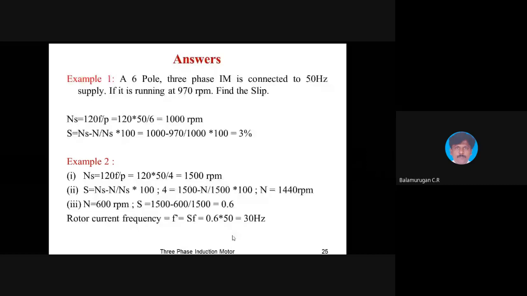0.6 into 50 Hz, you will get 30 Hz. So you have to remember the difference between fractional slip and slip. Slip will be in terms of percentage. Fractional slip will be in terms of numerical value. You should not confuse the fractional slip with the normal slip. Normal slip will be in terms of percentage. And that 0.06 is a fractional slip because we have not multiplied it with 100.